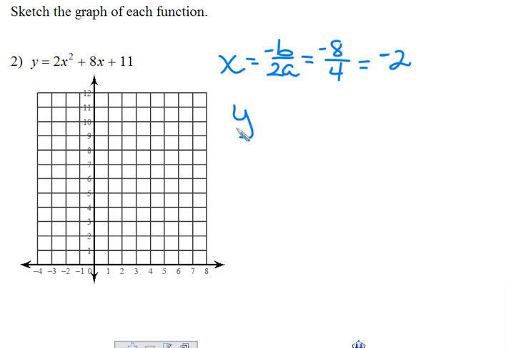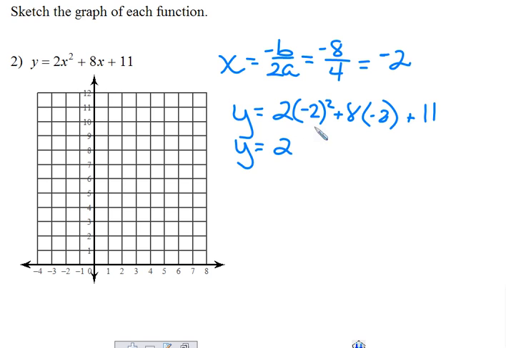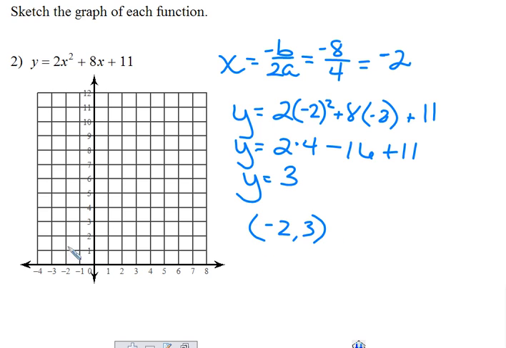And now we're going to run the -2 through the original equation to find the y-coordinate of that vertex. So it's going to give us -2 quantity squared plus 8 times -2 plus 11. And again, we're going to just evaluate these. It's going to give us a +4, and that's going to be -16 plus 11. And again, when you take 4 and subtract 16, you get -12, and when you add 11, you get -1. So our vertex is going to be at -2, +3. So let's just find that, -2, +3.